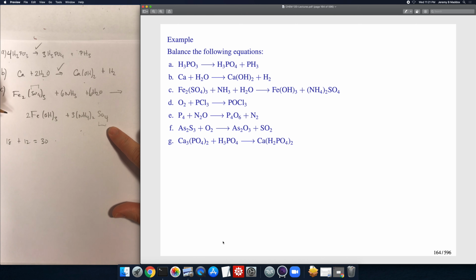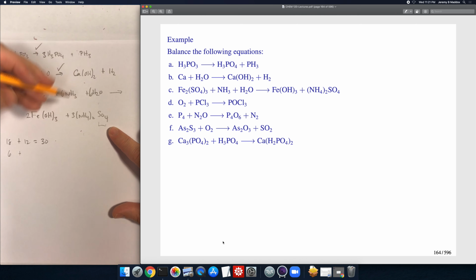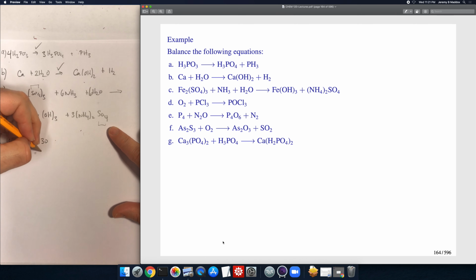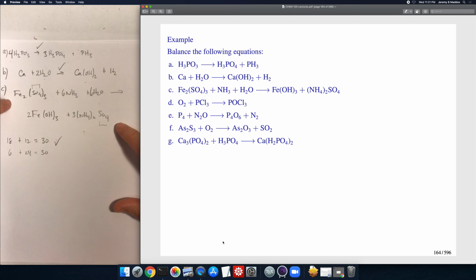What about on the product side? We've got 3 times 2, so that's 6, plus we've got 2 times 4, 8 times 3, 24, for a total of 30. So like magic, the hydrogens ended up being balanced, which is always fun. So this is now the balanced reaction for this one.